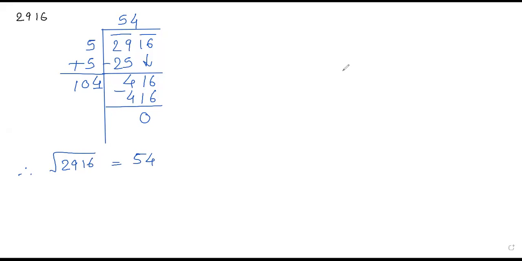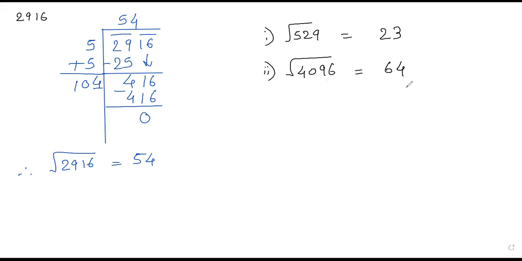Now sir, you tell me, we have done a few things. Which are those? See, we found out the square root of 529 using long division, which was 23. Check in your notebooks. What is the next? Square root of 4096. Is it 400? It is 4096. What was the answer for that? 64.